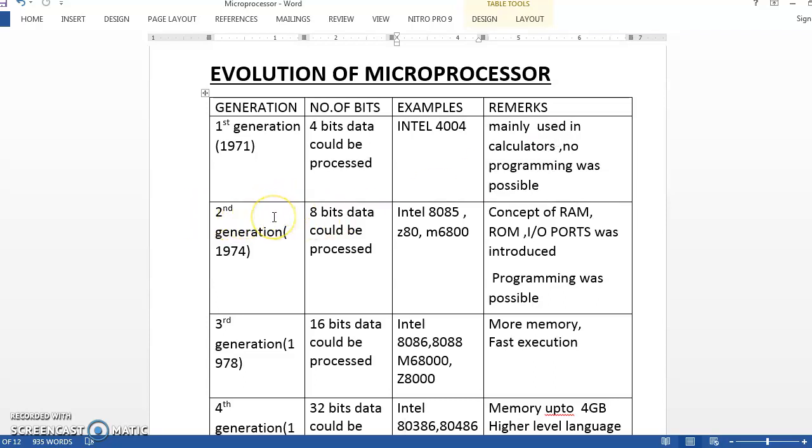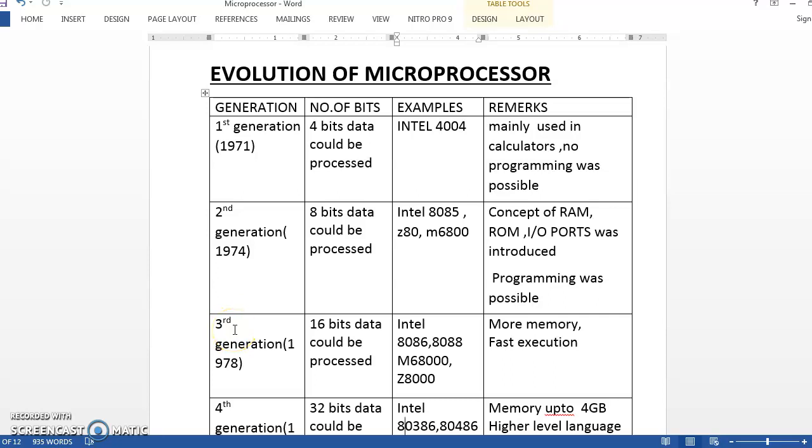The second generation microprocessors were 8-bit microprocessors. So they could process 8-bit data at a time. The examples are Intel's 8085, Zilog's Z80, Motorola 6800, and so on. So different companies manufacture different microprocessors, but which could process 8-bit data. Actually, the concept of RAM, ROM, that is external memory, how to access it, and input-output ports was introduced with these microprocessors, and programming was possible in machine language, which was called the assembly language.